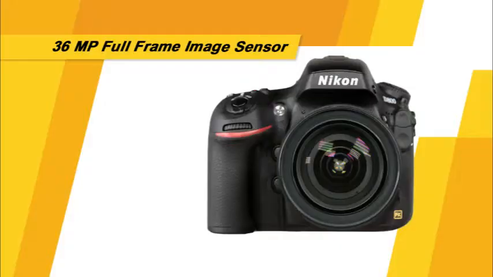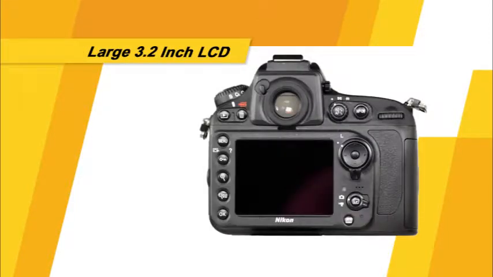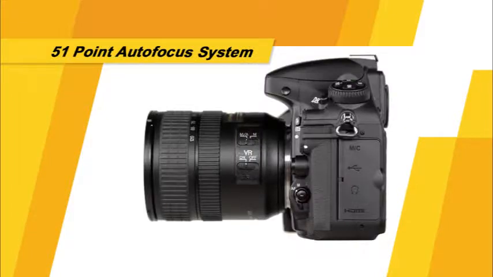The D800 has an impressive 36 megapixel full-frame image sensor, a large 3.2-inch LCD, a 51-point autofocus system, and many other great features and functions that we'll discuss in this guide. Let's get started.